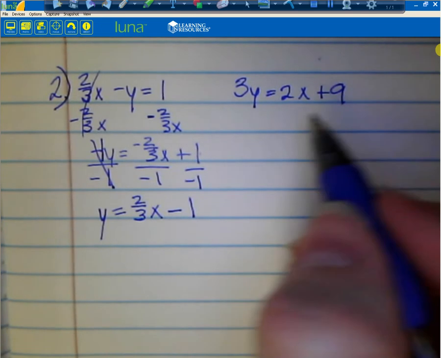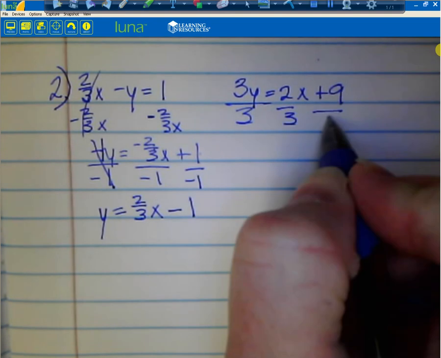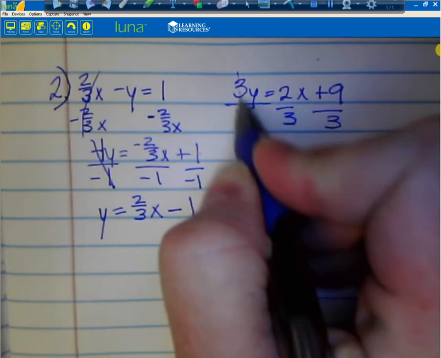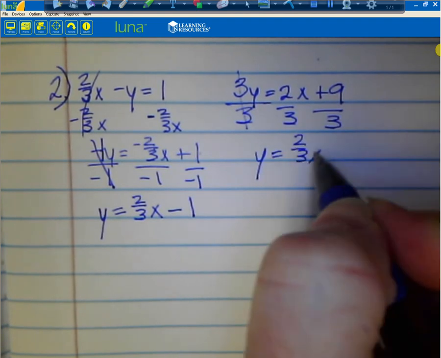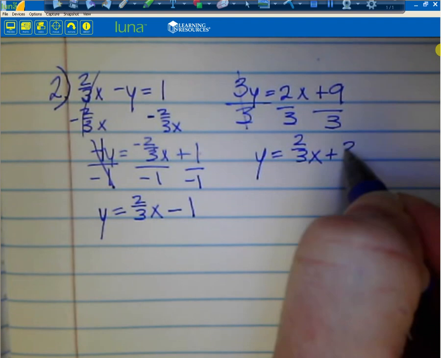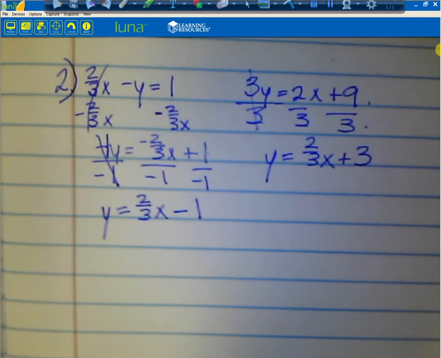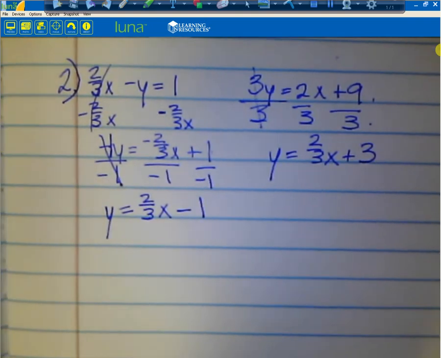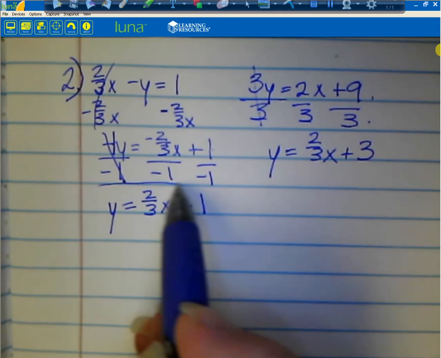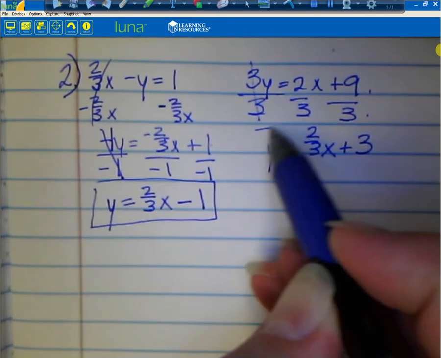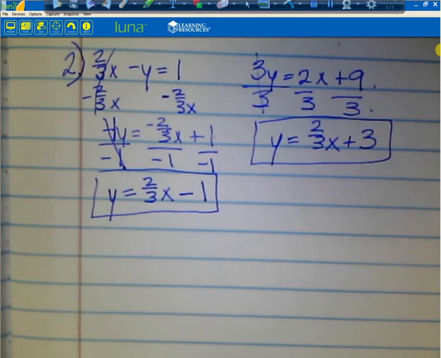Over here, it's a little bit easier. I've only got one step here. I have to divide everything in the problem by 3 to get my y by itself. So that's going to cancel here, and it's going to give me y equals 2 over 3x plus 3, because 9 divided by 3 is 3. So now I have solved for y in both of these equations, here and here, and I'm ready to go to my graph sheet and write down these equations and then graph my lines.